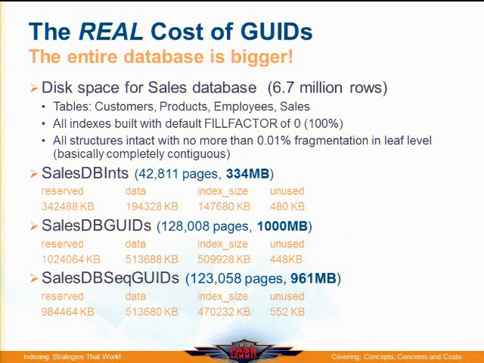So what I did is I created, like I said, 3 versions of the same database. One that was based on integers, one which was based on GUIDs that were non-sequential, random GUIDs, and one that was based on sequential GUIDs. And you can see that just in the database size alone, my initial starting point of 6.7 million rows, we were looking at 334 meg versus a gig versus 961. Pretty close for the GUID-based ones. But the point is we're already at only 6.7 million rows, 3 times the size in the database.